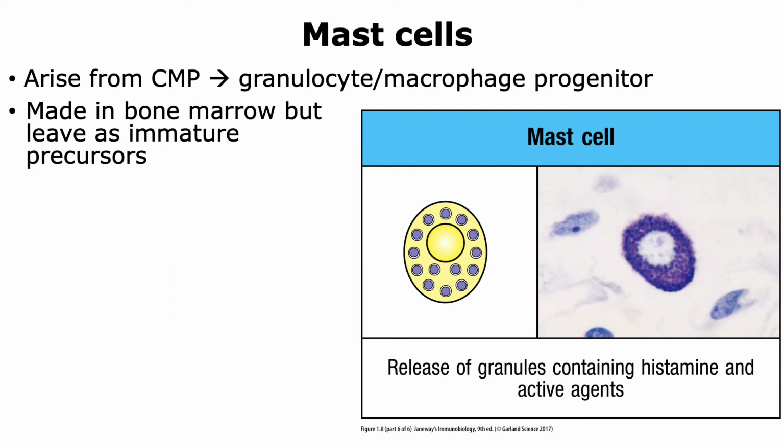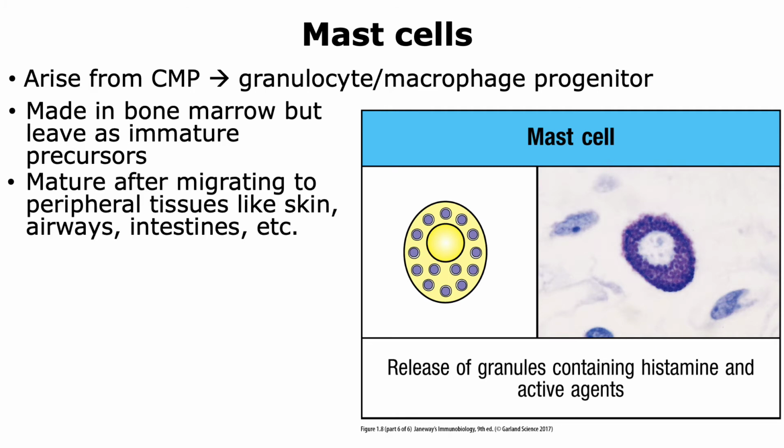Mast cells are cells that arise from the common myeloid progenitor that undergoes differentiation to give rise to the granulocyte macrophage progenitor that eventually will give rise to a mast cell. Now, mast cells, even though they are made in the bone marrow, they don't mature there. They will leave the bone marrow as immature precursors, and after migrating to peripheral tissues like the skin and the airways or intestines, that is where they undergo maturation.